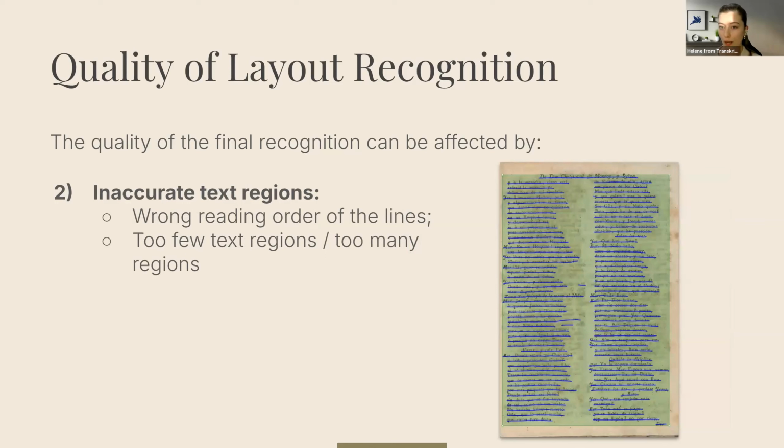Then what can also affect the final text recognition are inaccurate text regions. This can affect it in two ways. One way is that the reading order of the lines is wrong, so they're basically mixed up, or that there are too few or too many text regions and they're incorrectly recognized. This can again affect the text in the sense that text that should have been recognized is not recognized.